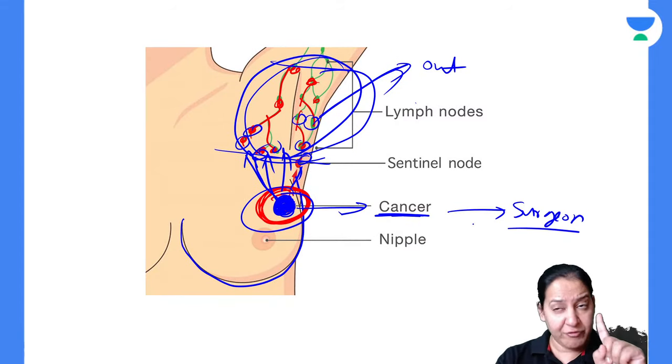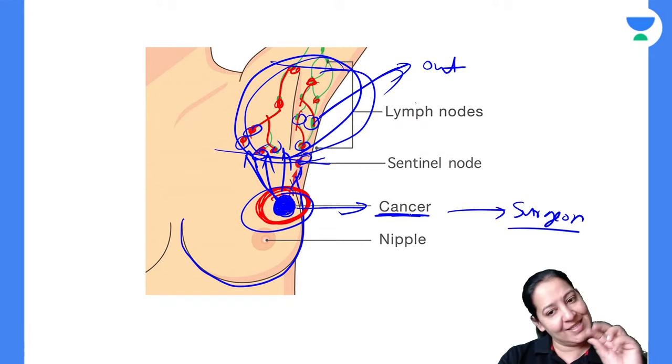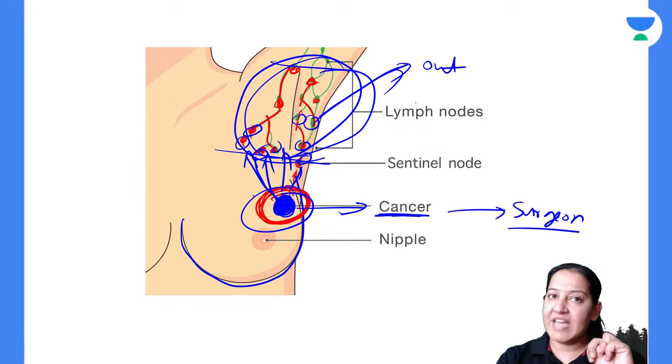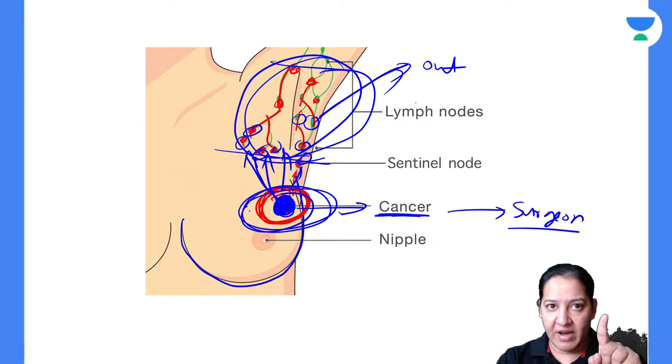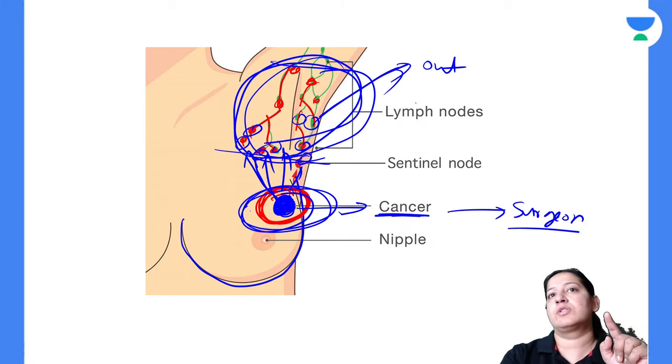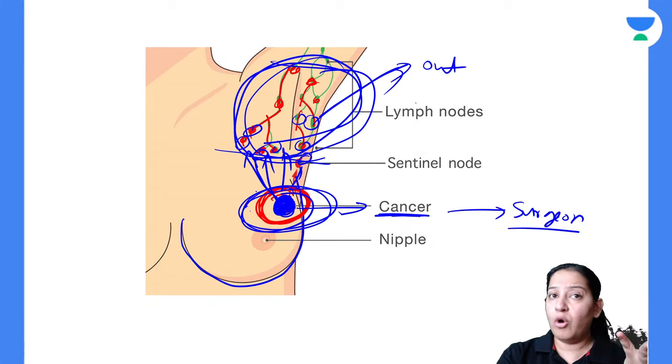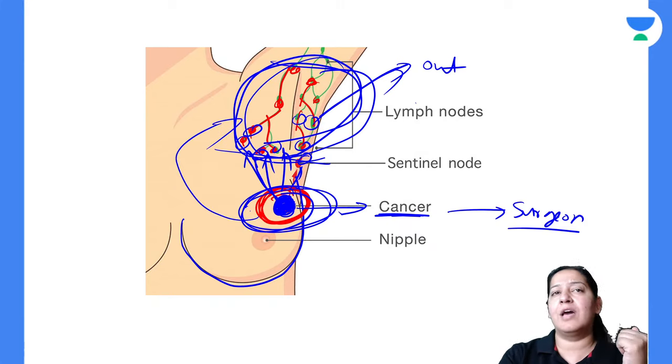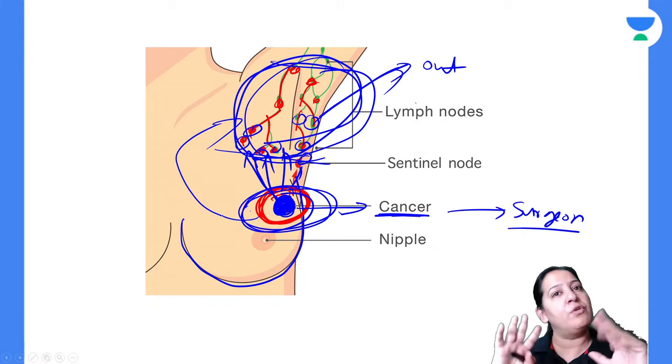So you have to explain to the patient that we will do two things in the same surgery. We will take the tumor out from the breast, number one, and from the axilla, we will take the lymph nodes out. If we leave the lymph nodes, we don't know whether the tumor has already spread there or not, and it can recur in the future. So we have to do this.